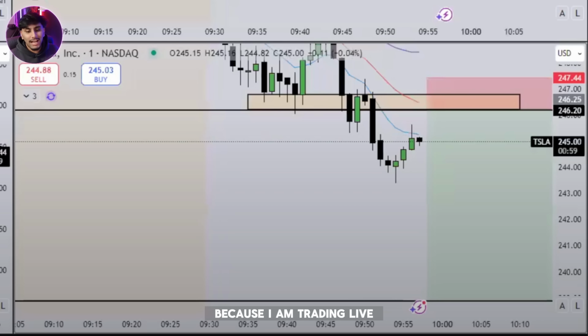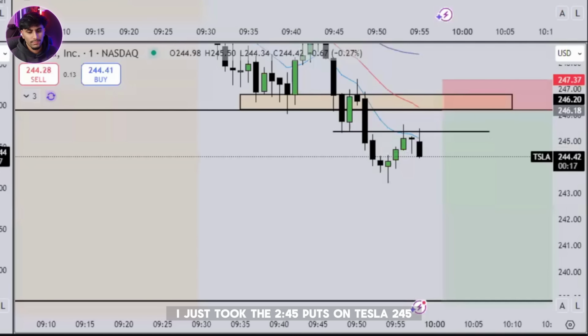Because I am trading live and I trade live every single day in the Accelerator and Traders Lab, I'm letting all the traders know exactly which contract I'm entering in on. And this way there's complete transparency on exactly what I'm entering before it even happens. So let's keep playing out this trade. I just took the 245 puts on Tesla, 245.